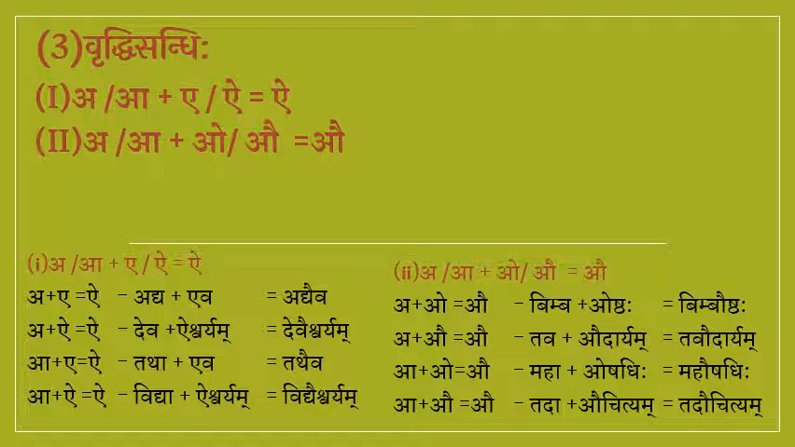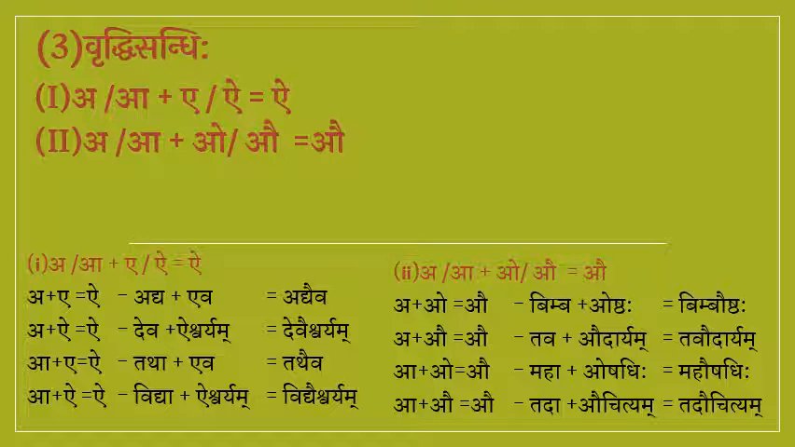So now see the Vriddhi Sandhi. On the left side, the word can end with A or Aa, same as in Guna Sandhi. On the right side, if E or Ai comes, it changes into Ai. One more combination: the left side is the same, A or Aa only, and on the right side, if O or Au comes, it should change into Au only. Okay, now we see some examples.